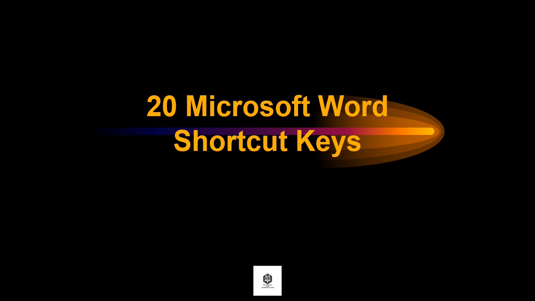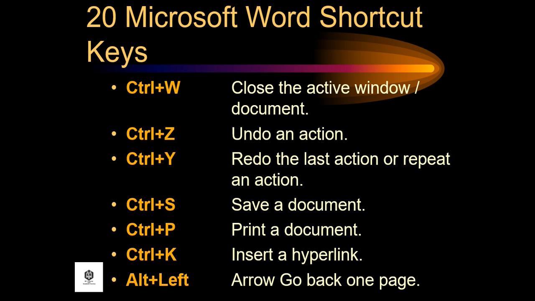Additional for the 20 Microsoft Word shortcut keys are Ctrl W, close the active window or document. Ctrl Z, undo an action. Ctrl Y, redo the last action or repeat an action. Ctrl S, save a document. Ctrl P, print a document. Ctrl K, insert a hyperlink.